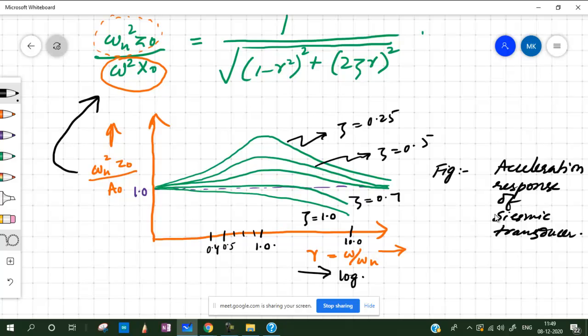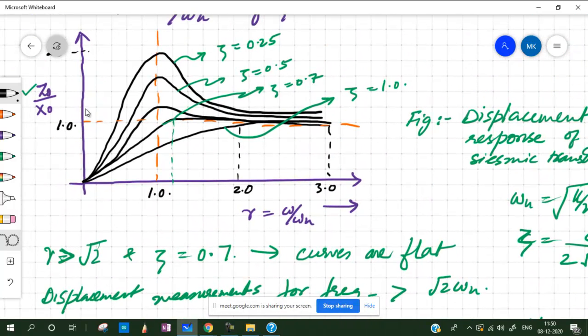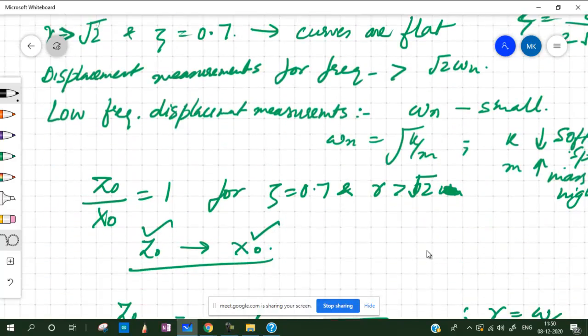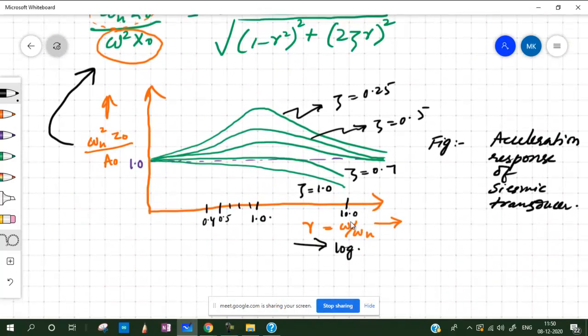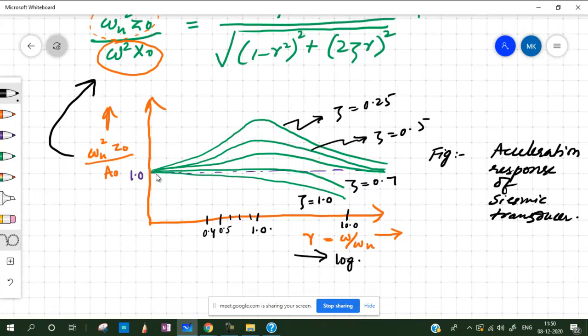The only difference is that the scale at the bottom is logarithmic, and in the previous one that we had drawn, this was the normal scale. We can draw a simple scale also, in which we will see a little shrunk kind of figure. But what is important in this case is that this ratio, omega n square z naught divided by a naught, which is nothing but the ratio of the acceleration amplitudes, is flat for zeta equal to 0.7, up to almost 1.